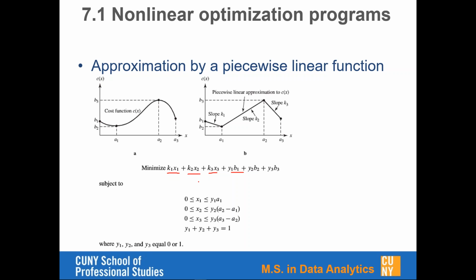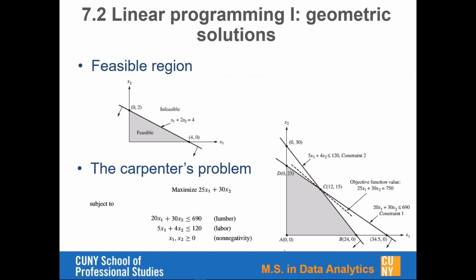this function, right? The first segment would be k1 times x1, and the second segment would be k2 times x2, etc. And then with a certain constraint that x1 is within a certain range, meaning that within different ranges, you would be able to represent this problem. Okay, and now we actually jump into something else.